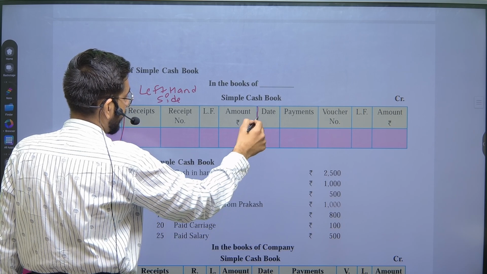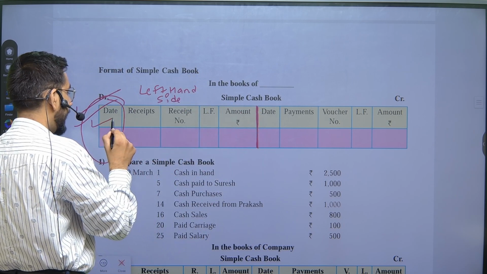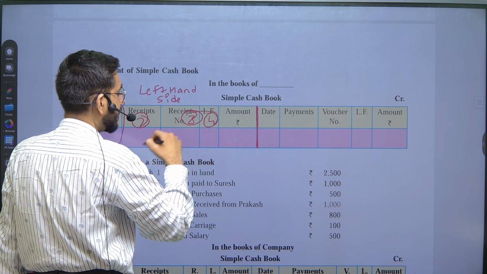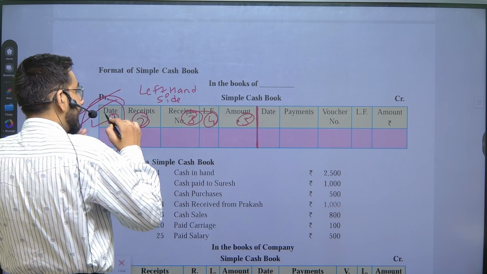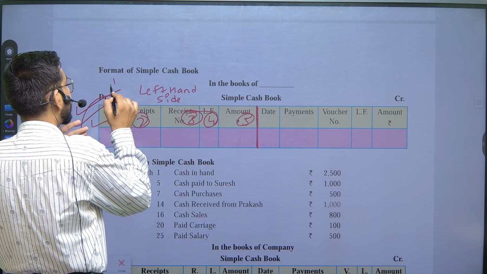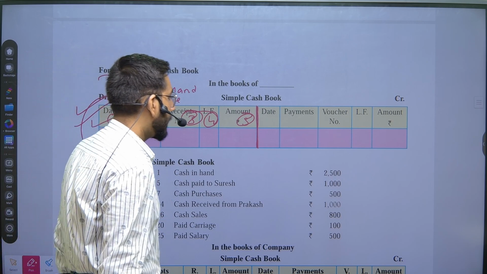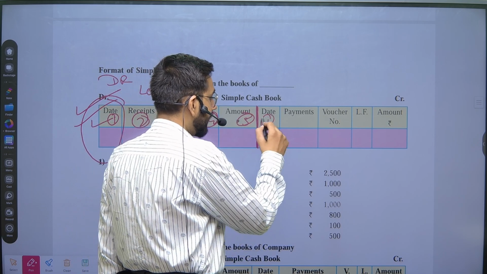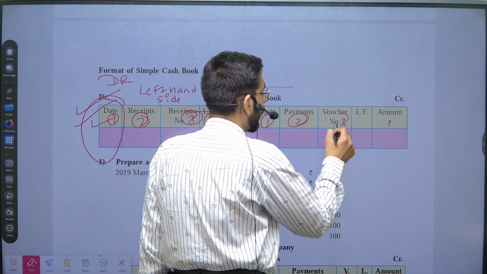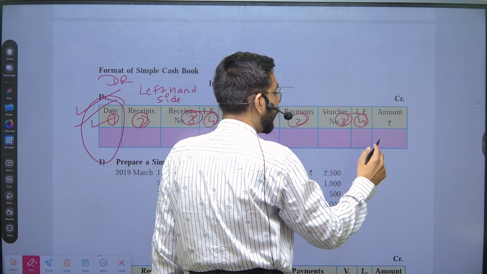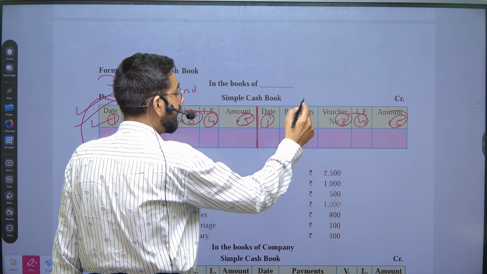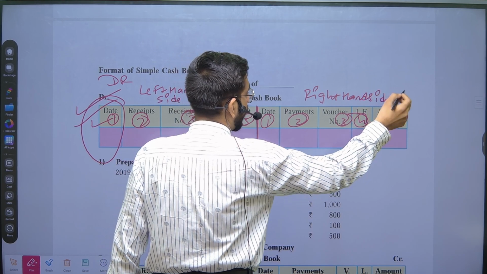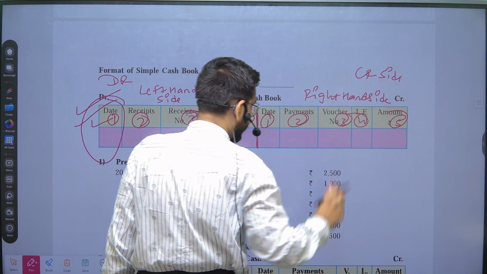The first one is the date column, second is the receipt column, third the receipt number, fourth the ledger folio, and fifth the amount, and that completes the left hand side, which is also called the debit side of the simple cash book. Then on the right hand side, the first column is similarly the date, second is the payments, third the voucher number, fourth the ledger folio and fifth the amount. So this is the right hand side of the simple cash book, also called the credit side of the cash book.